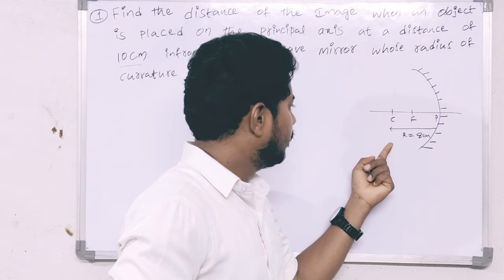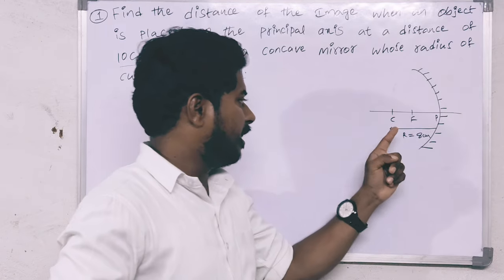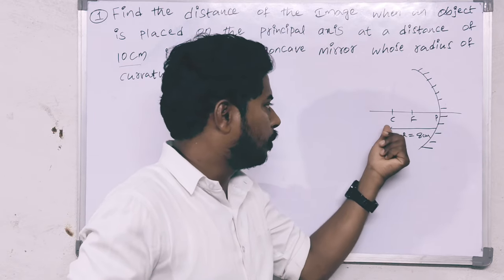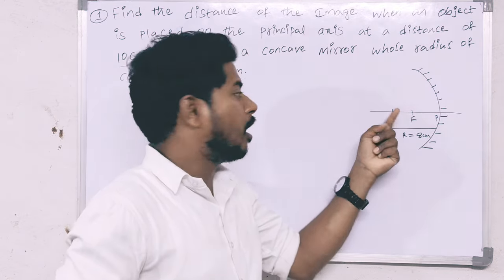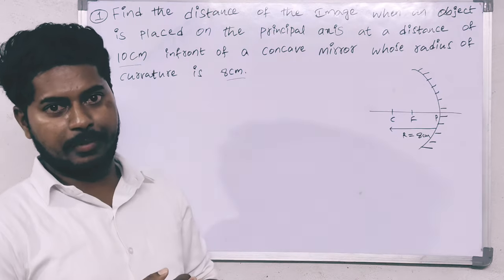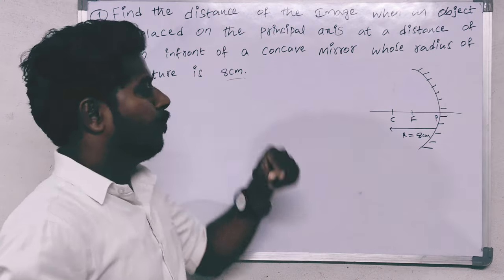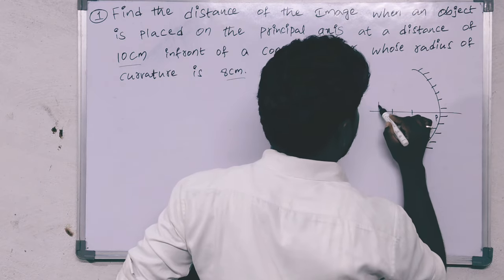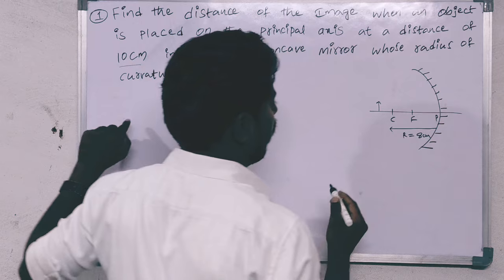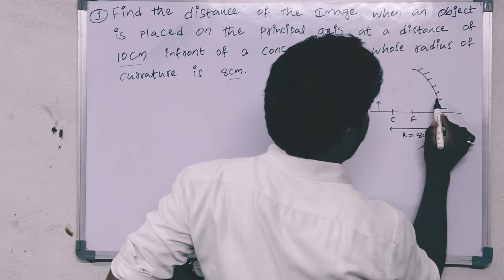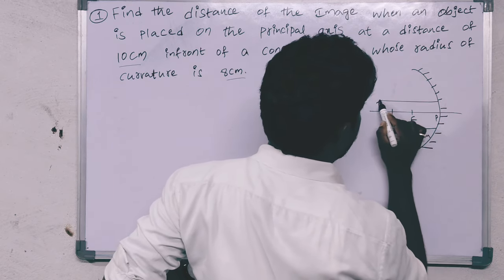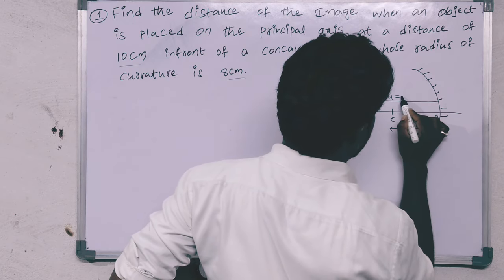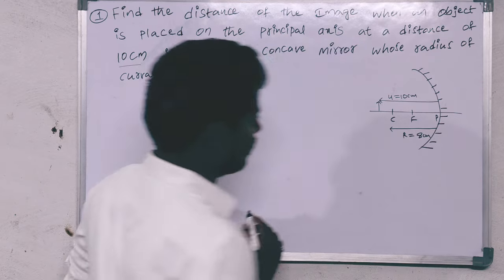So observe the diagram. The radius of curvature is 8 centimeters. It is the distance from the mirror to the center of curvature. Our object distance is 10 centimeters. Definitely it should be placed beyond the center of curvature. Let me take the distance of the object from the mirror is 10 centimeters. U equals 10 centimeters.